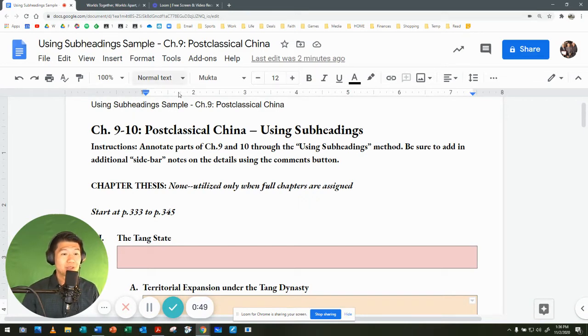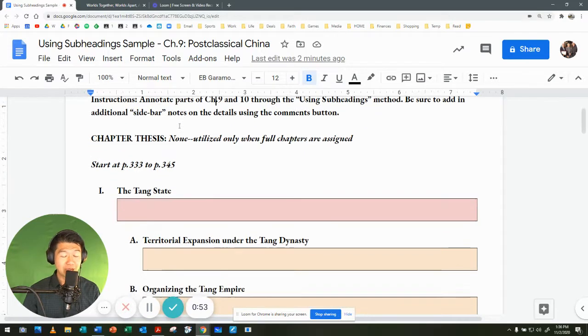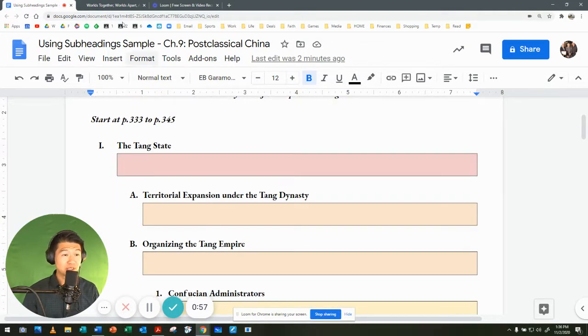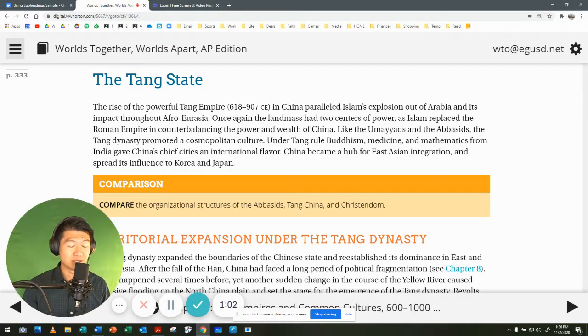The way this is going to work is we're going to take a look at chapter 9, and I'm going to instruct you on how to do each particular part. We're going to start off on page 333 in our textbook, or in your digital text, and take a look at chapter 9 in post-classical China, examining the Tang state.